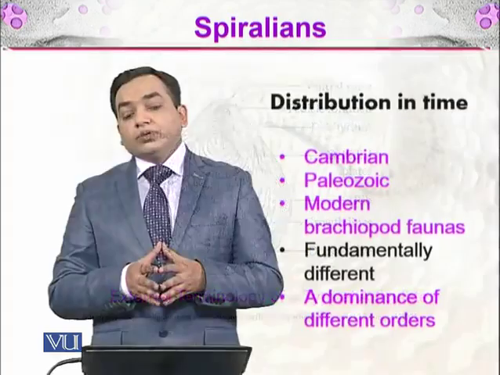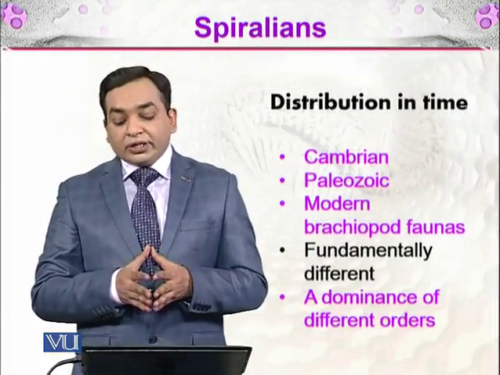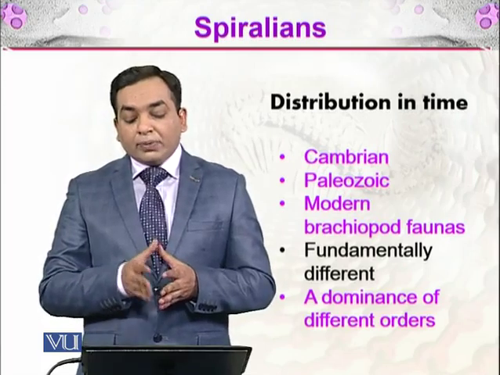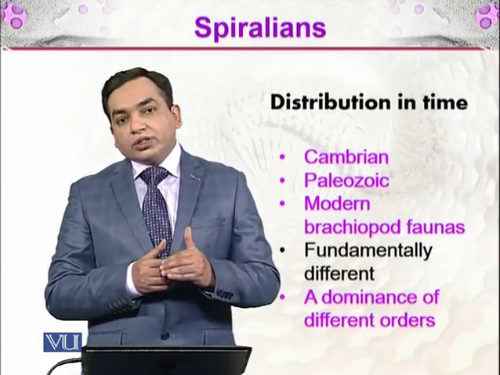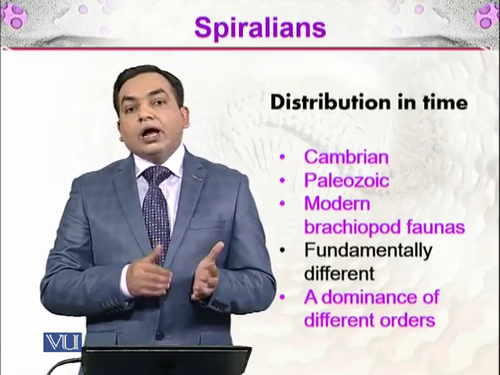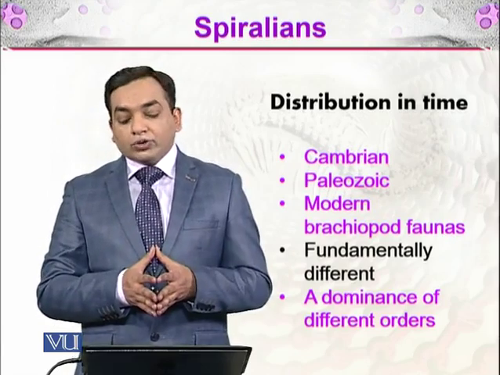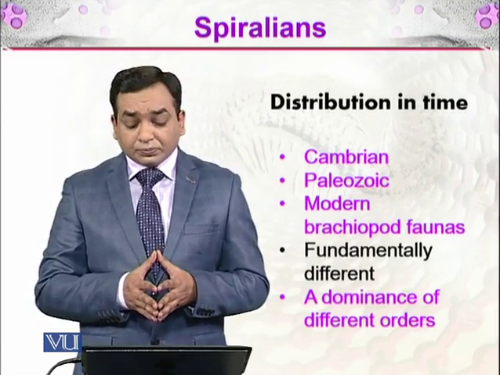So how have these brachiopods been distributed in time? They were distributed among the Cambrian, Paleozoic, and modern brachiopod faunas. They were first diversified during the Cambrian, then they flourished during the Paleozoic era, and today we also have a considerable population of brachiopods.